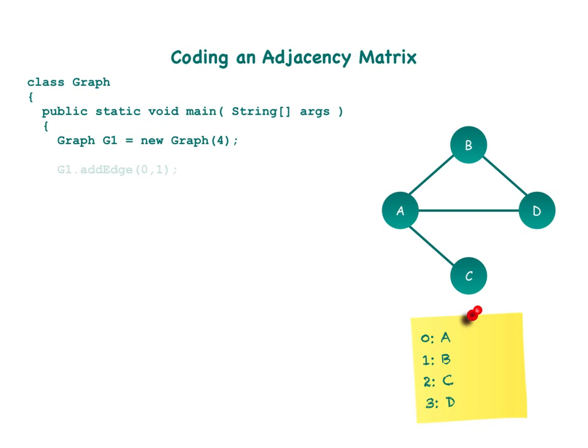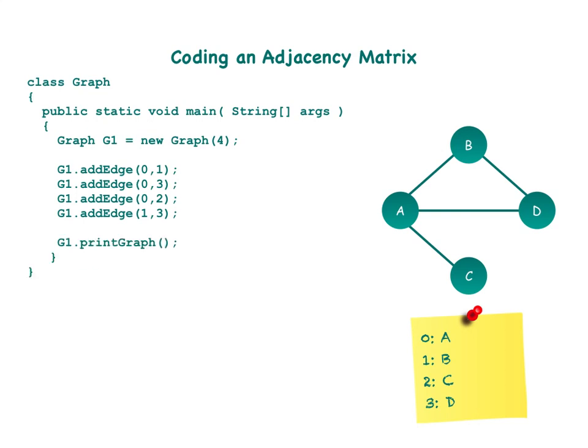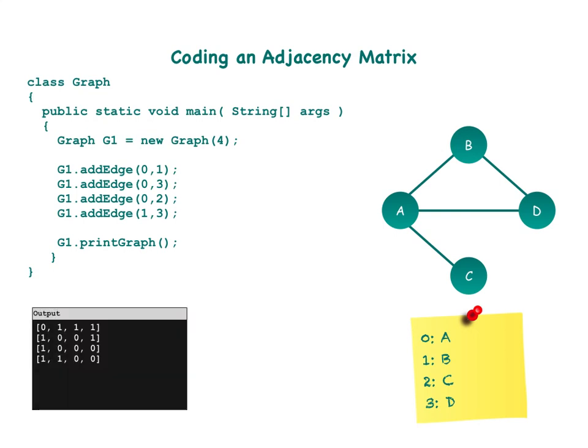So to add an edge, I'm going to call g1.addEdge(0, 1), which will create an edge between A and B. Then I'm going to call g1.addEdge(0, 3), which will create an edge between A and D. Then I'll call g1.addEdge(0, 2), which will create an edge between A and C. And then lastly, I'll call g1.addEdge(1, 3), which will create an edge between B and D. Then I'm going to use the printGraph method to print out this matrix, which will produce this output.